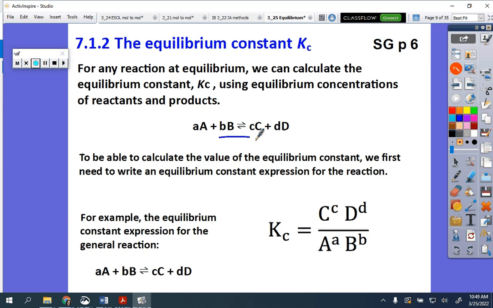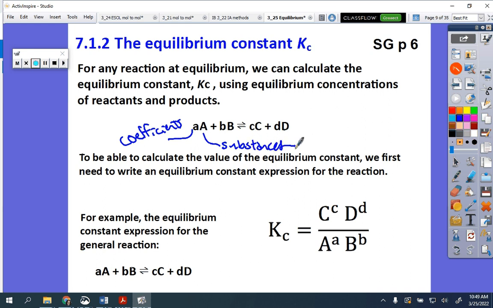So if we look at this generalized reaction, and we're now on page 6 of your study guide, we've got little a, little b, big B, et cetera. The small letters, the lowercase letters, are coefficients. And the large uppercase letters are substances.